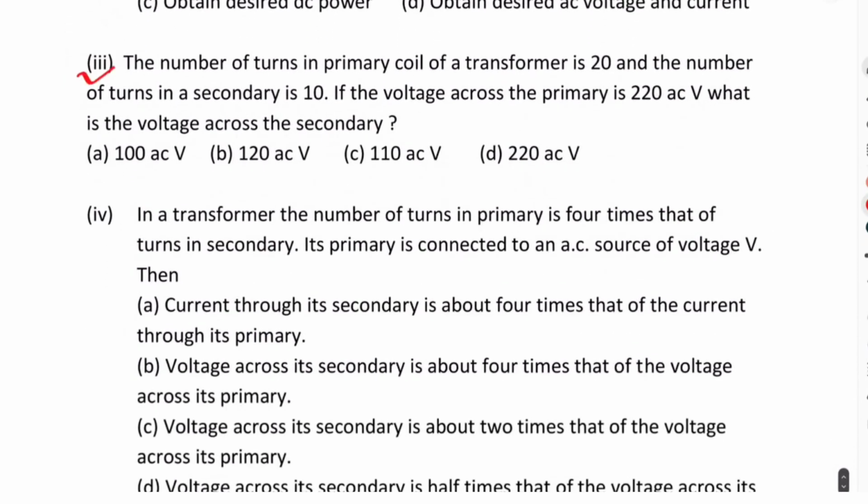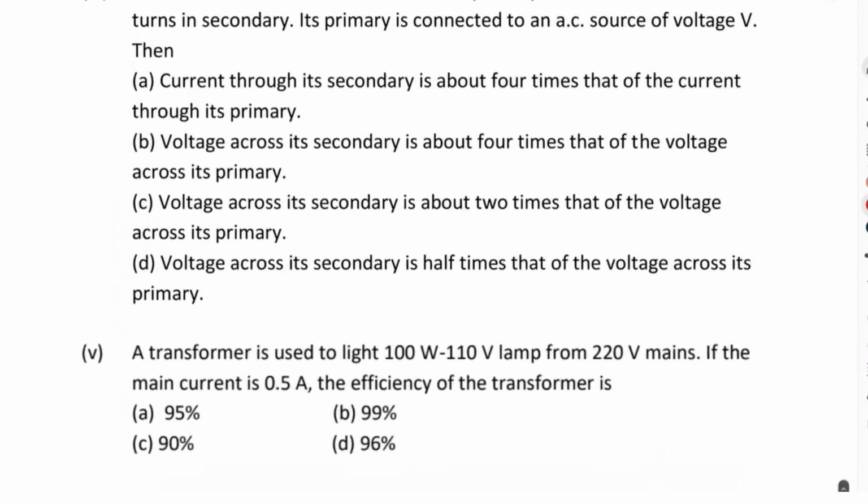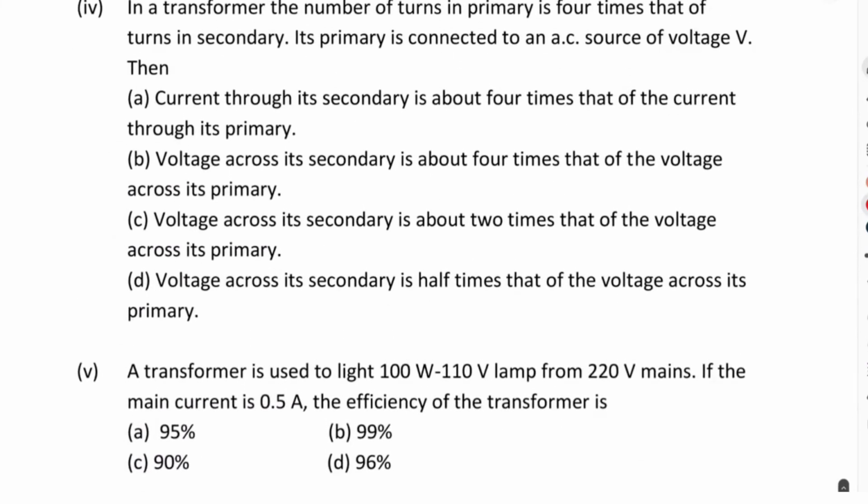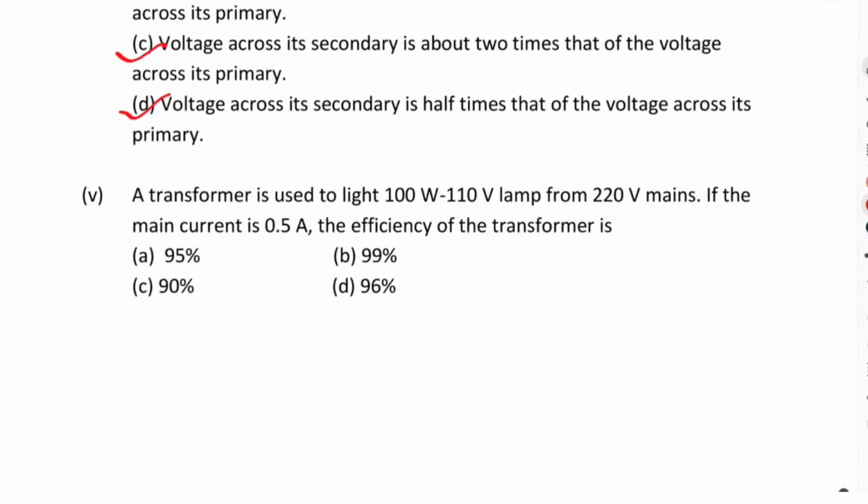The number of turns in the primary coil of a transformer is 20 and the number of turns in the secondary is 10. The voltage across the primary is 220 volt AC. What is the voltage across the secondary? In a transformer, the number of turns in the primary is 4 times the turns in the secondary. If the primary is connected to an AC source of voltage V, then the current through its secondary is about 4 times. Voltage across its secondary is about 4 times the voltage across its primary. Voltage across its secondary is about 2 times the voltage across its primary. Voltage across the secondary is half the voltage across its primary.